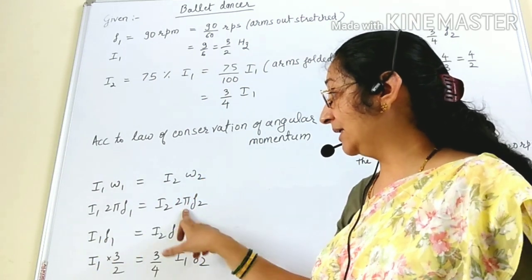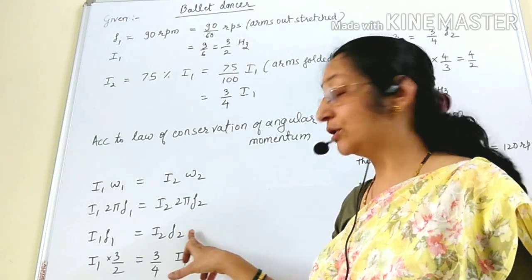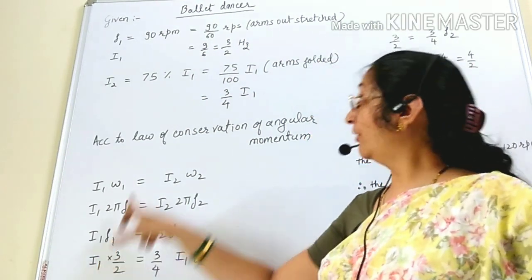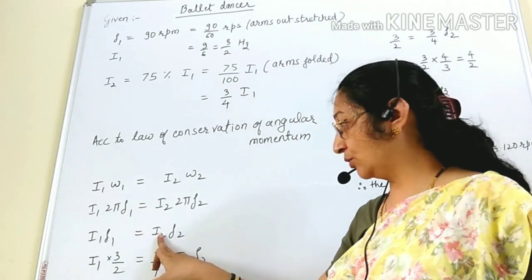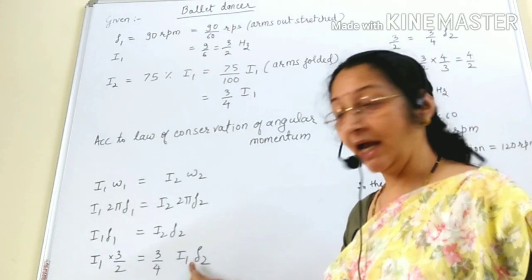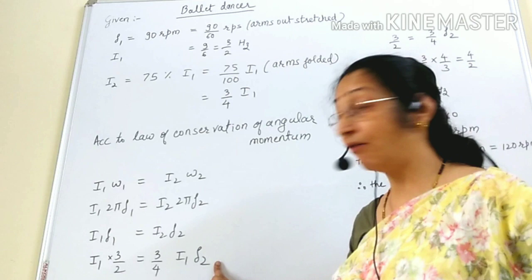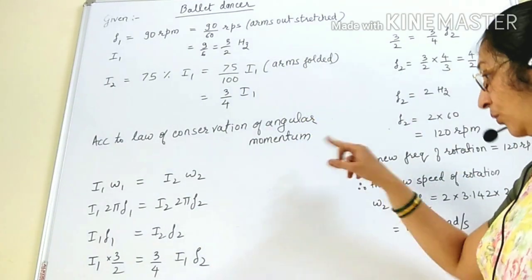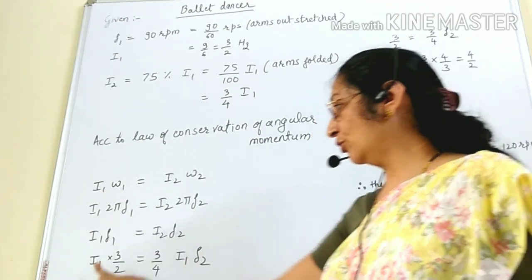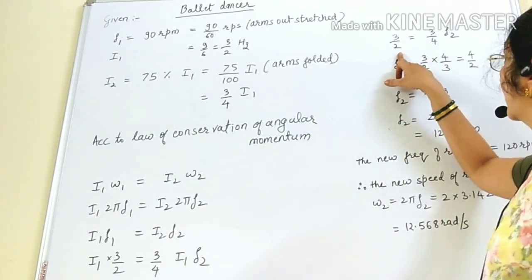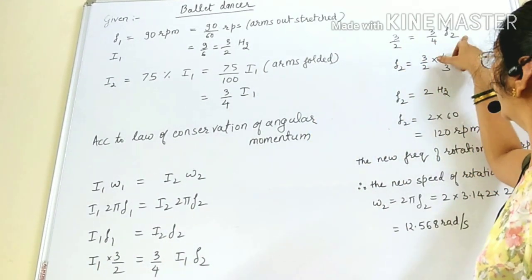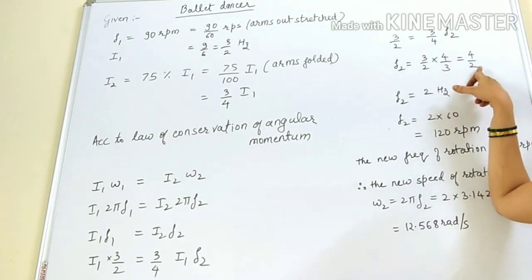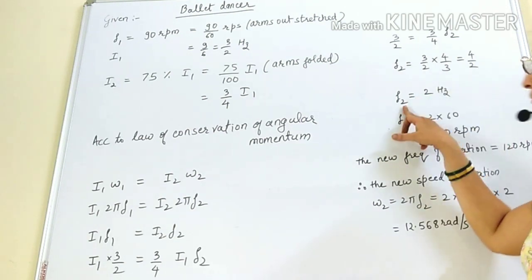So cancelling this 2 pi we get I1 f1 is equal to I2 f2. Now I1 f1 is what? I1 into 3/2. I2 is 3/4 I1 and f2 is the new frequency of revolution of the ballet dancer. Now, we cancel I1 also, so we get 3/2 is equal to 3/4 f2. So, f2 is equal to 3/2 into 4/3, that is 4/2. So, f2 is 2 hertz.